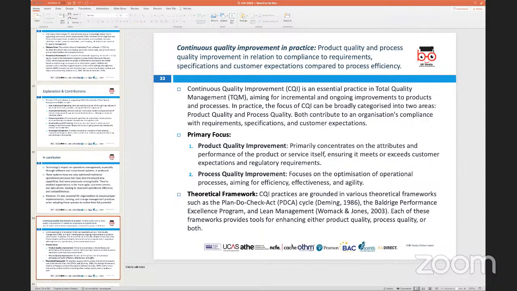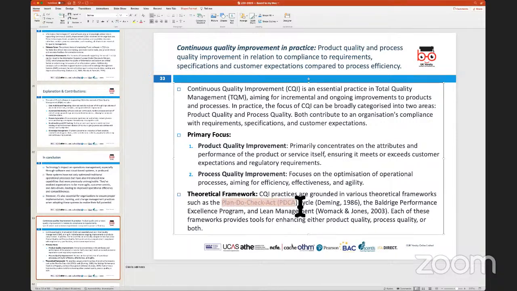And that is where they will ensure that the process quality side of things provides the output of the product in a way which meets the customer requirement. Now, at any given stage, between the two, you'll always be looking at using the plan, do, check, act, PDCA cycle.